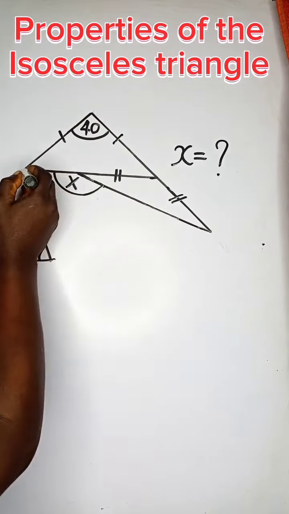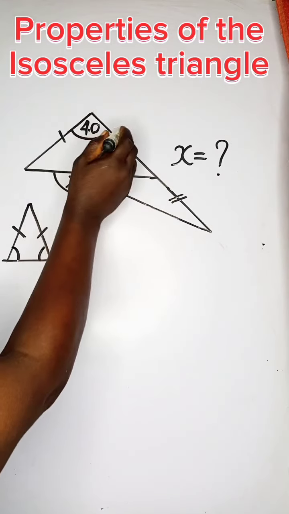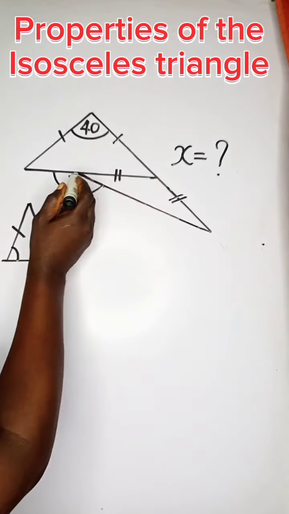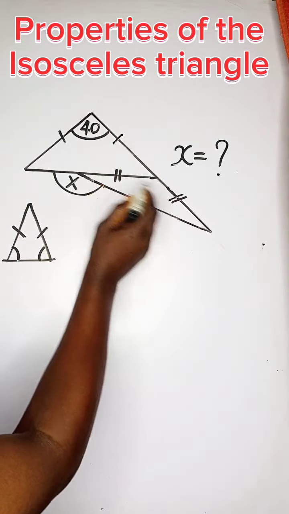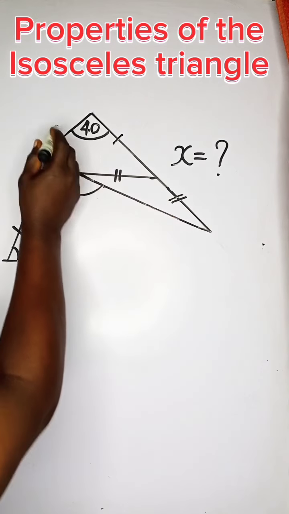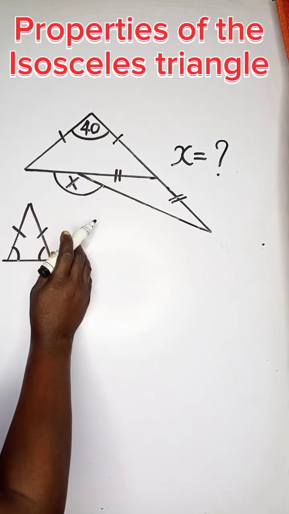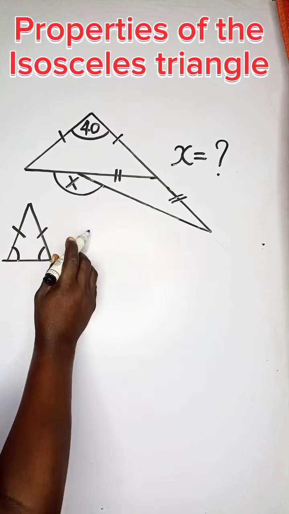So if we look here, we see this is an isosceles triangle. These strokes here indicate that. And if we look here, this is also an isosceles triangle. We have double stroke here, double stroke, just to distinguish from this single stroke. This is an isosceles triangle, this is an isosceles triangle.